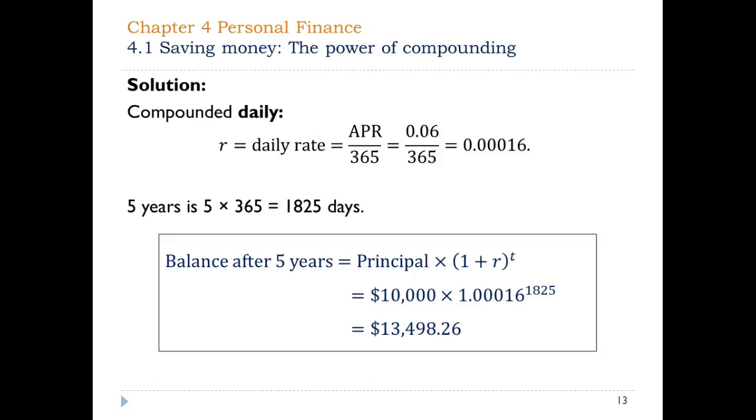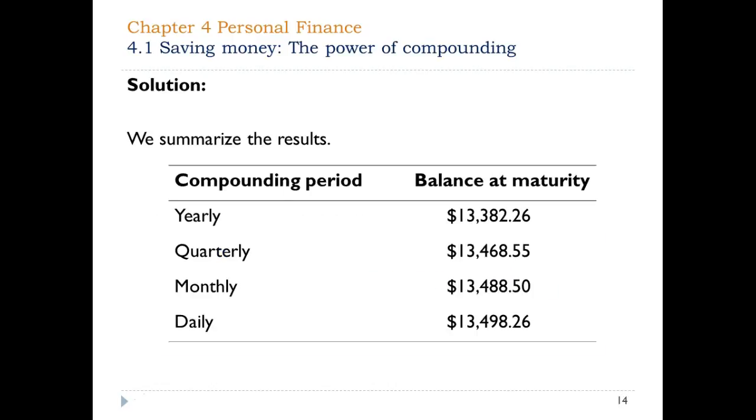Daily. R is daily rate equals APR divided by 365 days equals 6/100 divided by 365. That's equal to 16 hundred-thousandths, which is the interest per day. 5 years is 5 times 365 equals 1,825 days. Balance after 5 years is principal times 1 plus r to the power of t equals 10,000 times 1 plus 16 hundred-thousandths to the power of 1,825, which is $13,498.26. As the compounding periods increase, we get more money, but not that much more.